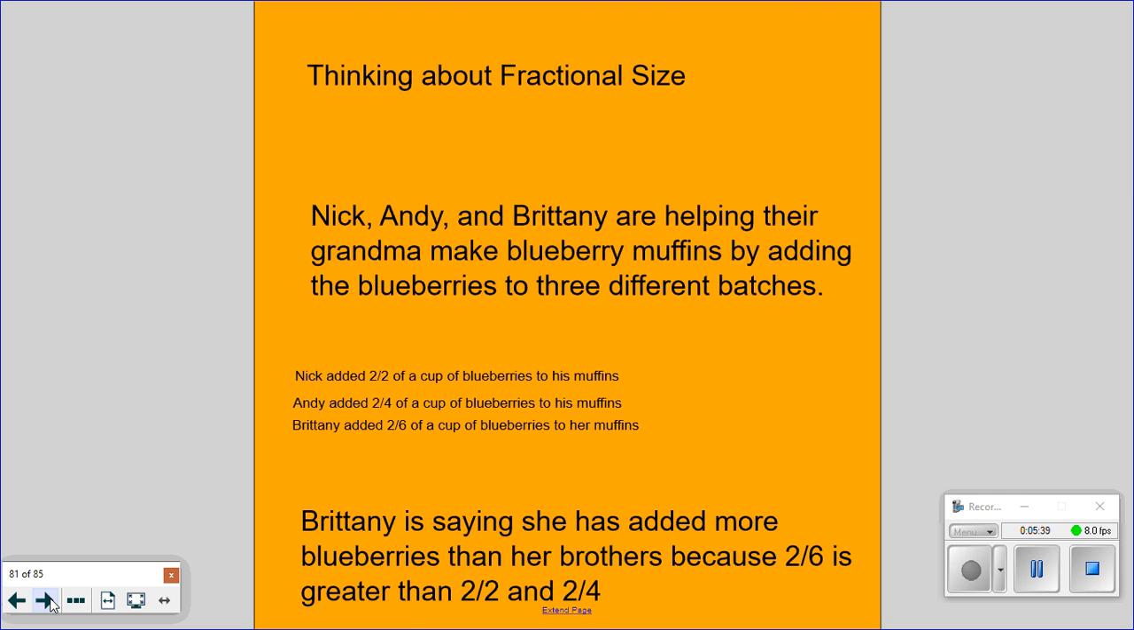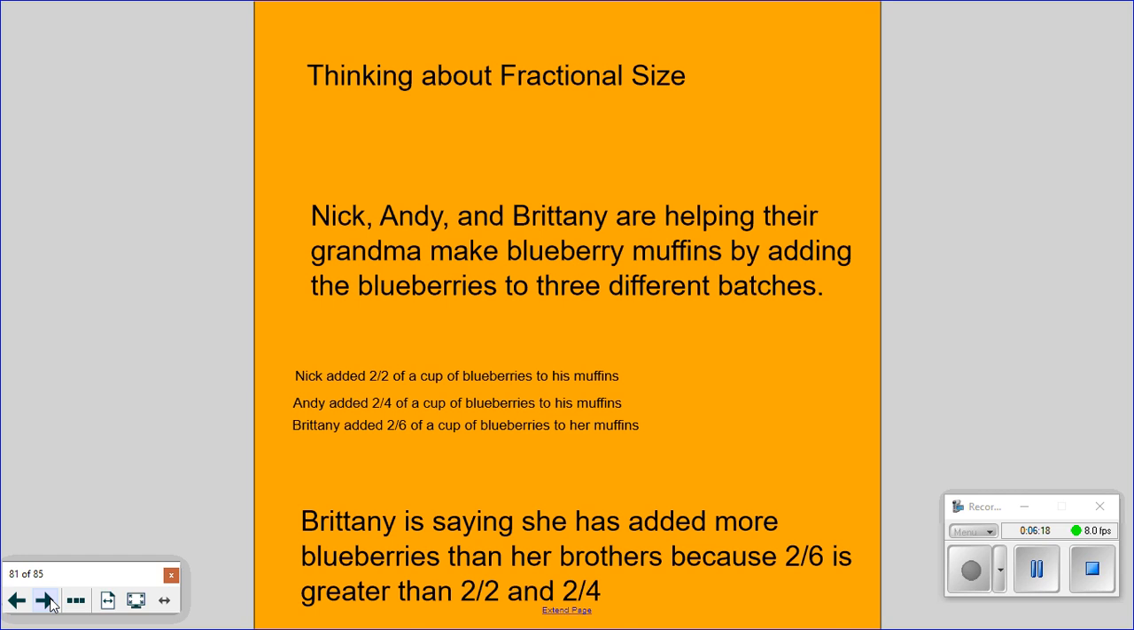Is it true? Is it not true? Brittany says she added more blueberries than her brothers because 2/6 is greater than 2 halves and 2 fourths. Think about what 2/6 would look like. Actually, we're not coloring. Is that going to be more than 2 halves or 2 fourths? Marley, what are you thinking?